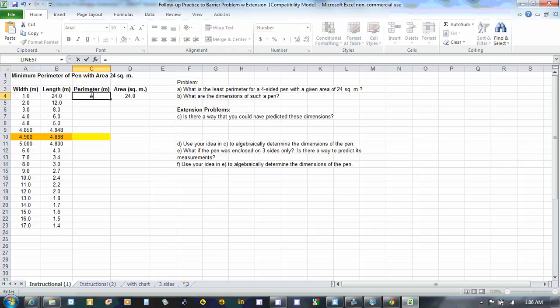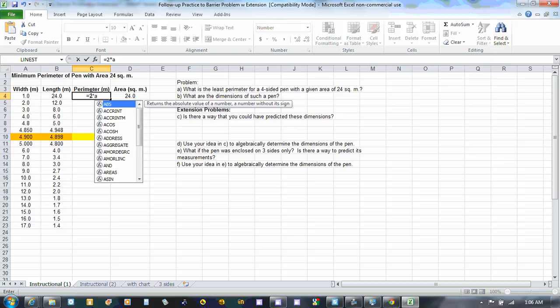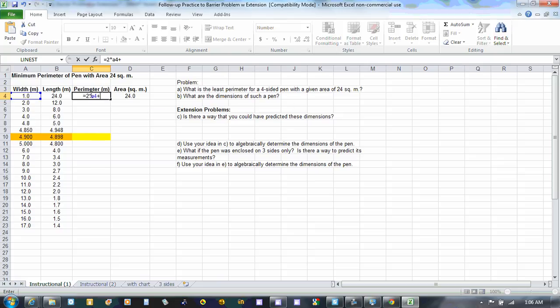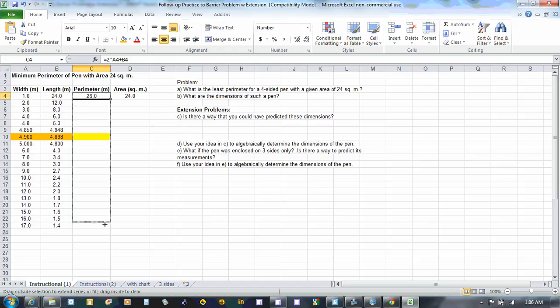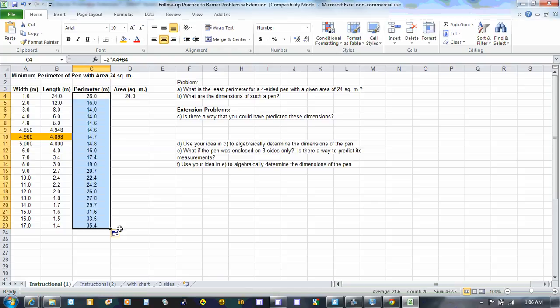Okay, so we're going to use two widths. So I'm going to take 2 times the width value in cell A4, and to that I'm going to add the length value in cell B4. Okay, and there's our perimeter. So what I'll do is copy and fill down through our table, and then we'll look for the minimum perimeter.